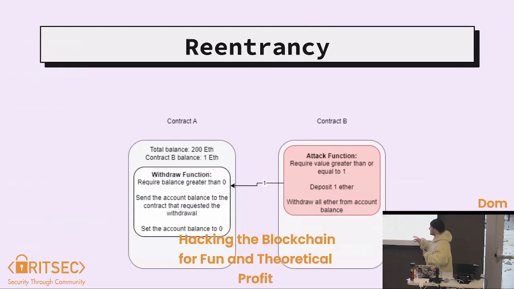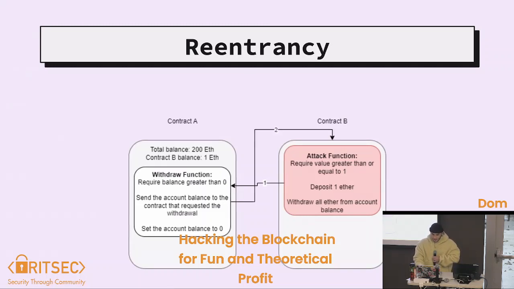Here we see again that we're depositing from contract B, our malicious contract, to contract A, our pool. And then we want to also withdraw whatever we just deposited. So that 1 ether we're depositing, and then we're withdrawing that. Contract A, the pool, is going to check that the balance is greater than 0. We just deposited that 1 ether, so that will be fine. And it's going to send back the account balance, and then set the account balance to 0. So we see here that it's sending that withdrawal back.